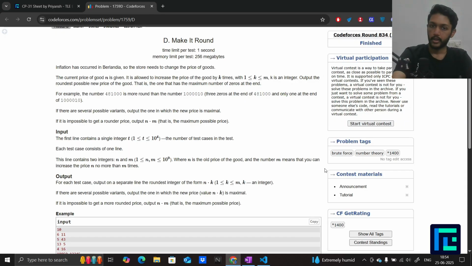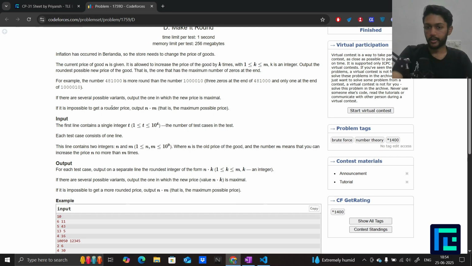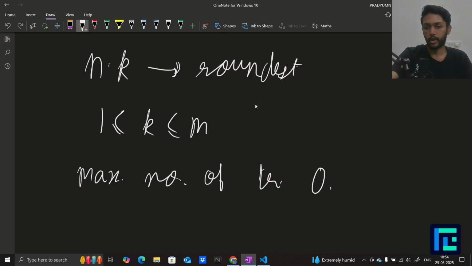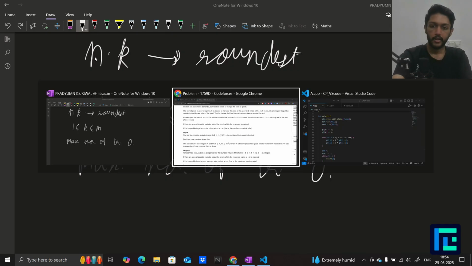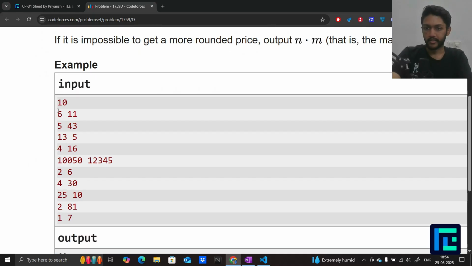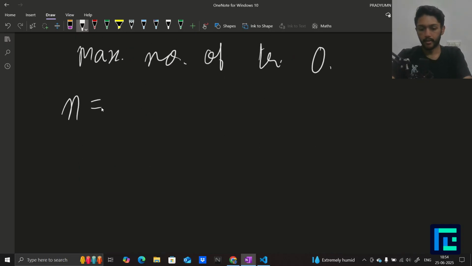Right. And what they are telling us is that if there are several possible answers, then output the one in which the new price is maximal. So we have to output the maximum value of n times k if there are multiple such possible variants. For example, we have the sample 6 and 11. So n is given to be 6 and m is given to be 11.